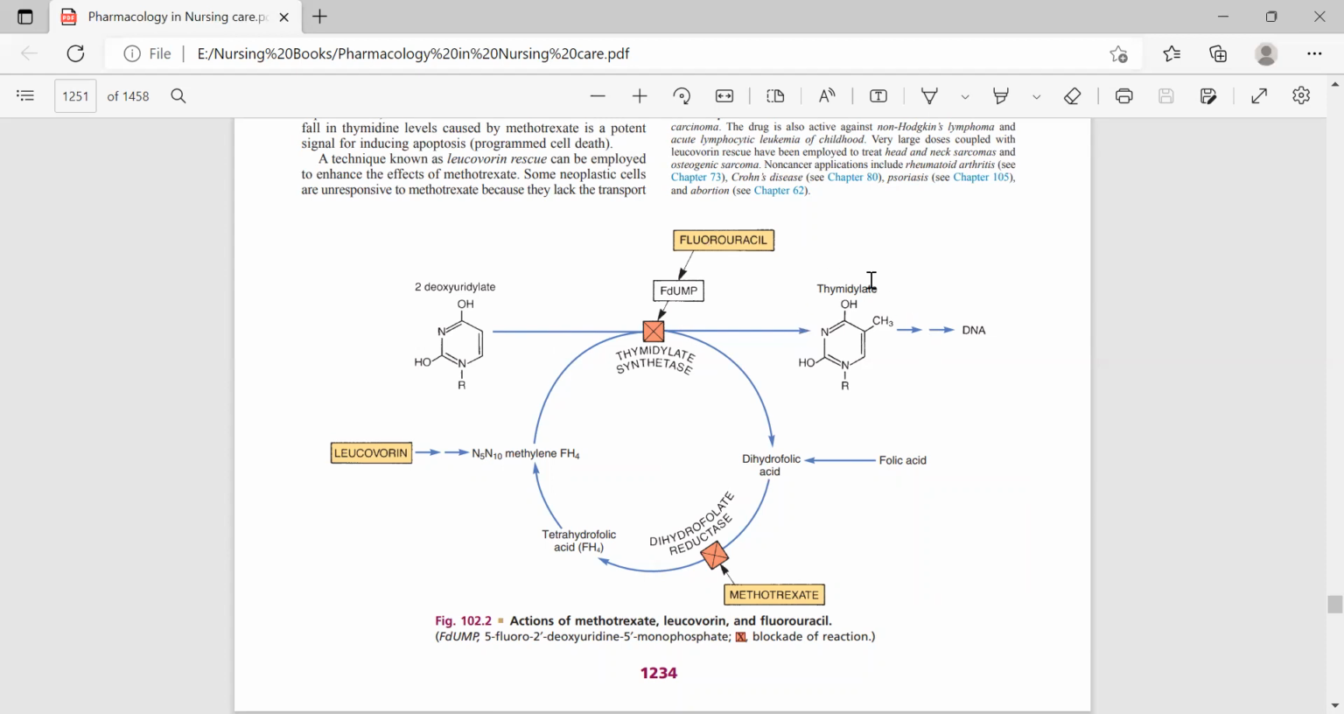So both these metabolites, thymidylate and folic acid, are required for DNA synthesis. At one level, methotrexate affects the synthesis of DNA, and at the other level, that of thymidylate, fluorouracil inhibits the production of thymidylate and ultimately the synthesis of DNA. So both these drugs are highly effective and most commonly used in anti-cancer regimens.